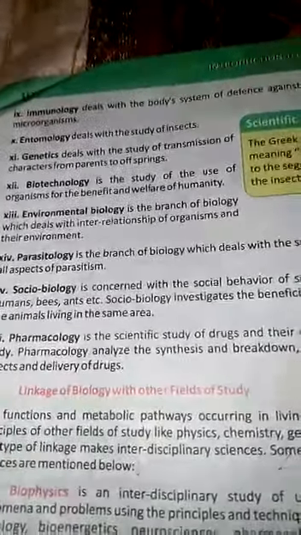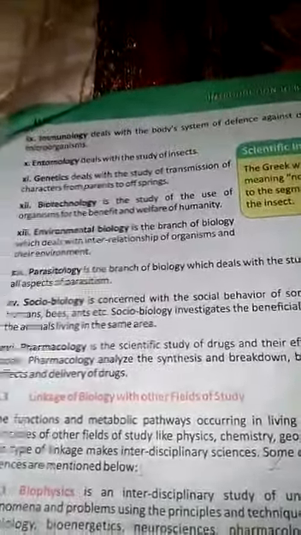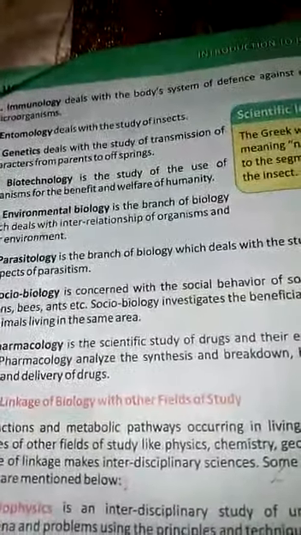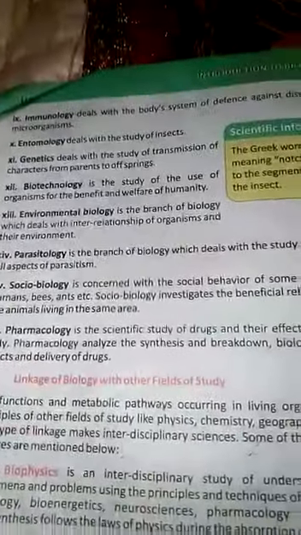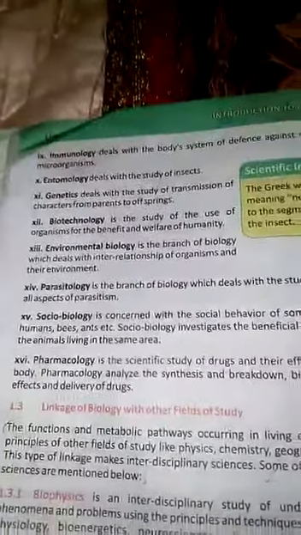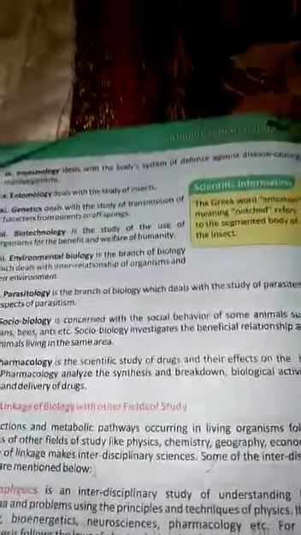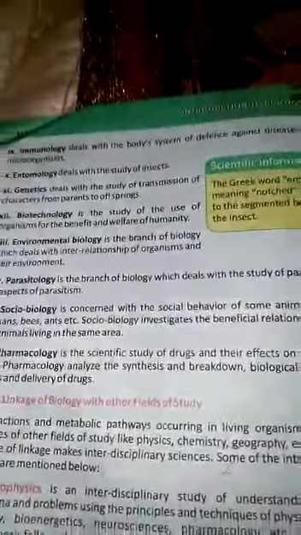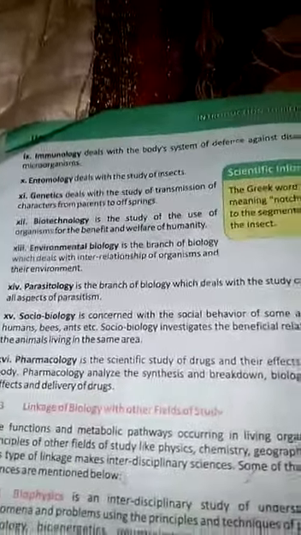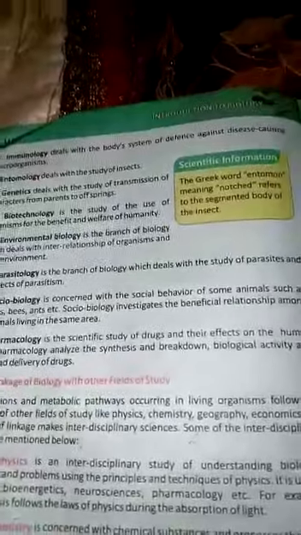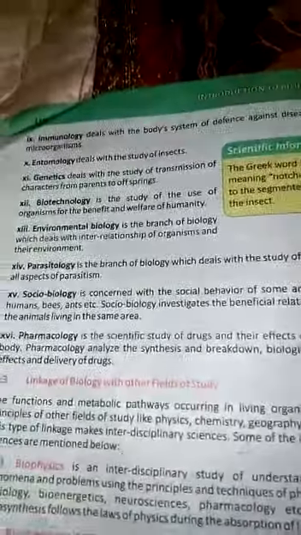Sociobiology, as the name indicates, socio is related to society and biology is a study of living organisms. So these two are connected, and another word, that is sociobiology. It is concerned with the social behavior of some animals such as humans, bees, ants, etc. Sociobiology investigates the beneficial relationship among the animals living in the same area. How organisms react to different social behaviors, how organisms react with other organisms living with them, that is studied in sociobiology. Pharmacology is a scientific study of drugs and their effects on human body.